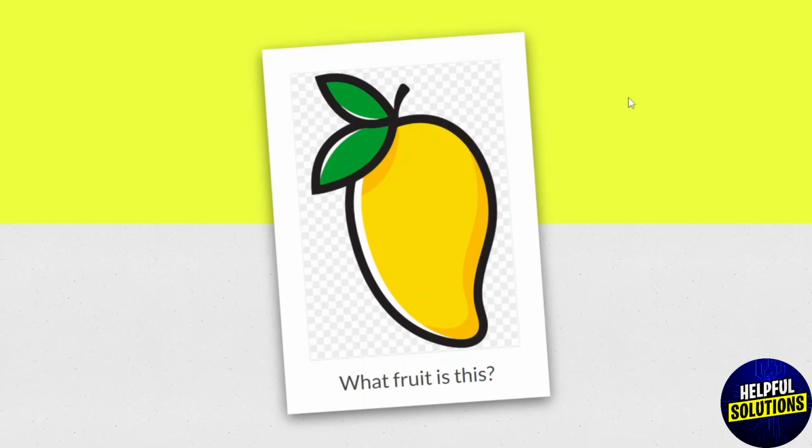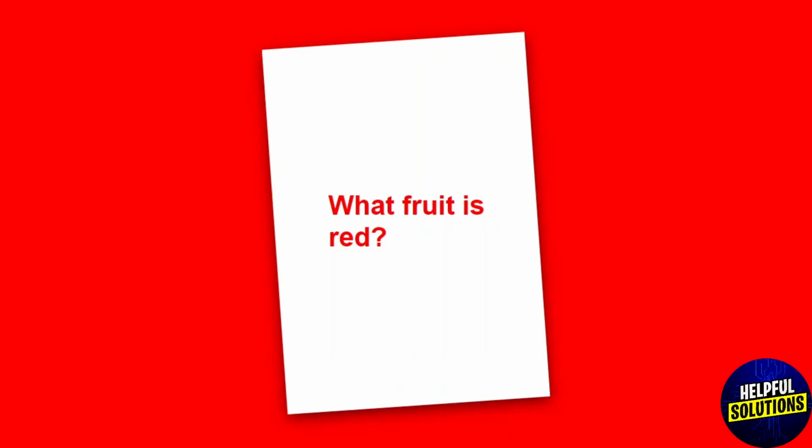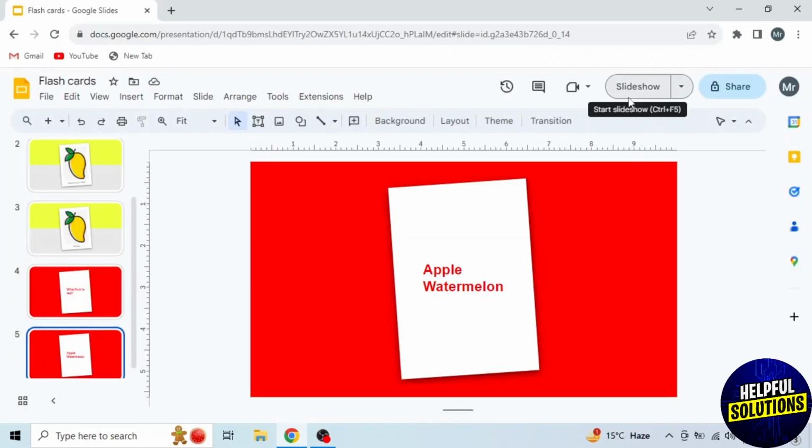So this is the slide, what fruit color is this, and the answer is mango. In the same way, what fruit is red, and you can see the answer in the next slide. This is how you can make flashcards on Google Slides.